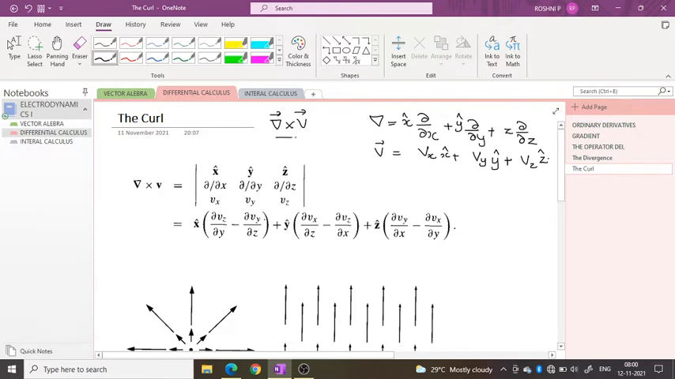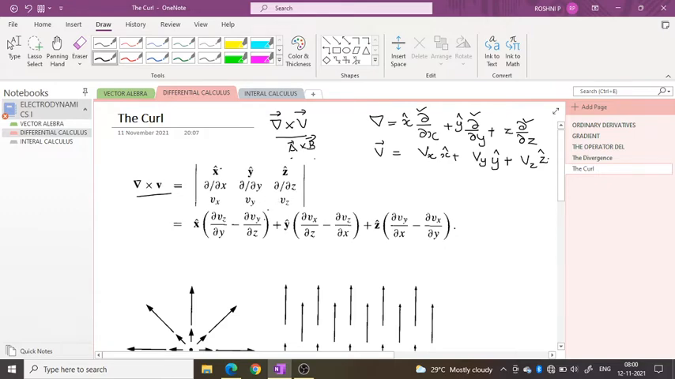Similar to how we calculate A cross B, we will be finding the determinant of the matrix between A and B, right? Similarly, we define del cross V as follows: the first row of the matrix is x, y and z, the unit vectors. The second row will be the components of del, that is ∂/∂x, ∂/∂y, ∂/∂z. And the third row is the components of v: Vx, Vy, Vz.